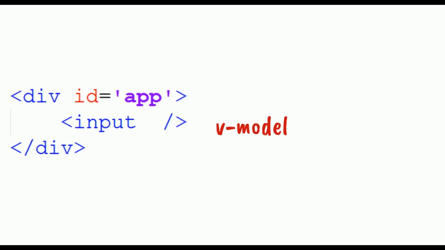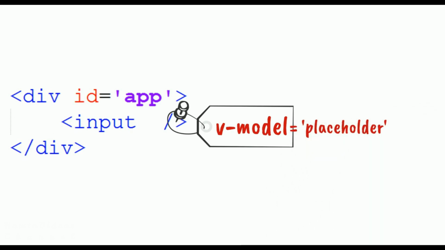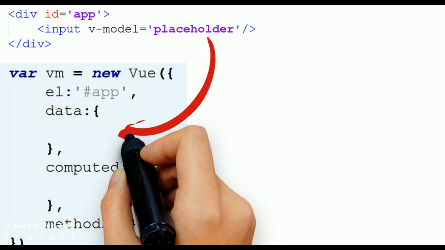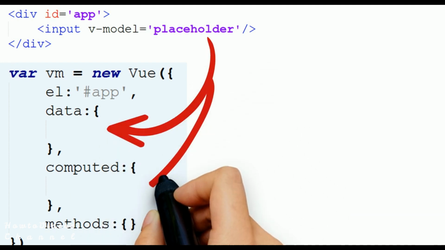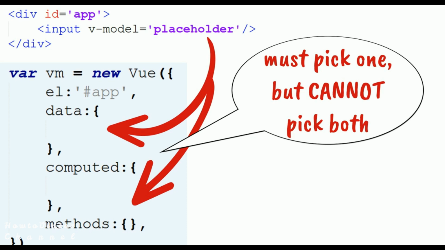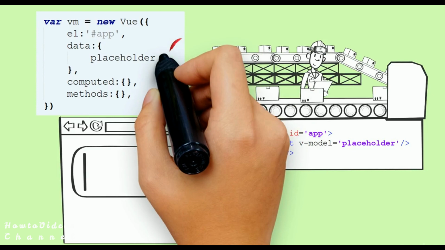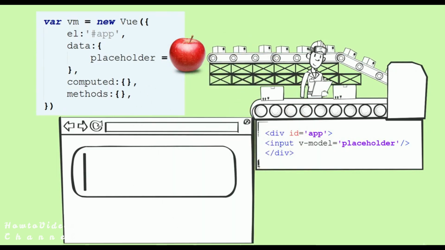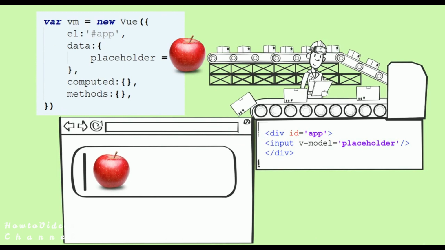First of all, the v-model directive works together with the input tag. Its value is a placeholder. This placeholder is used as a property name in either data or computed. You have to pick one, but you cannot pick both. When the program is being loaded for the first time, the property value will be retrieved and displayed in the input box.